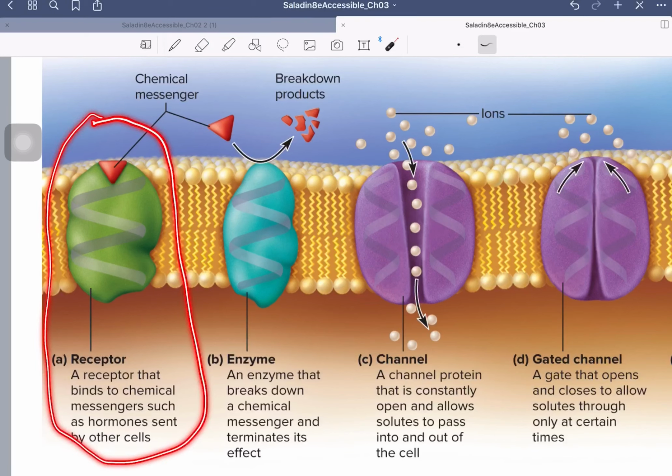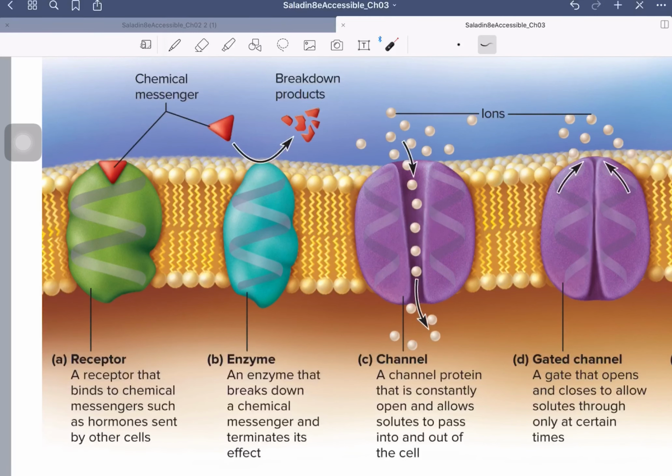And of course, receptors often deal with chemical messages that come in. Now, many times these chemical messages cannot go through the cell membrane directly and have to use a receptor on the outside to transmit the information or the message inside the cell. So receptors are a very large category. And a receptor binds chemical messengers. One example of this, but there's very many examples, would be things like hormones sent by other cells.